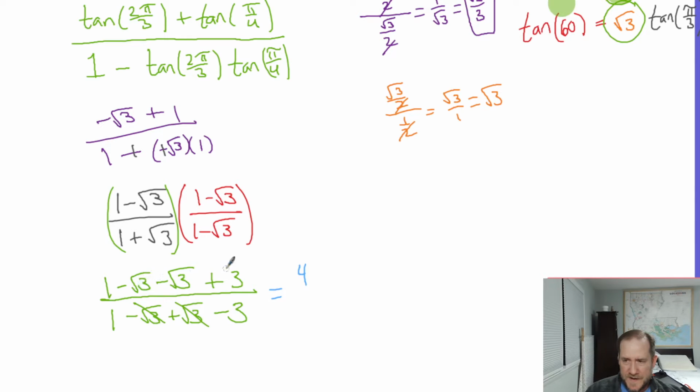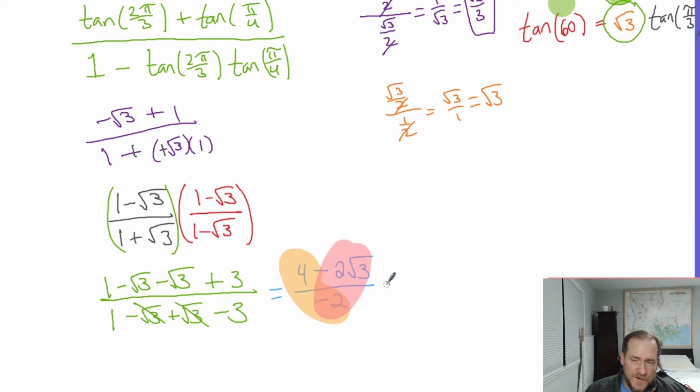And negative, negative gives me negative 2 root 3's. And 1 minus 3 is negative 2. So the only thing left to do now is divide the 4 by the negative 2, and divide the negative 2 root 3 by the negative 2.